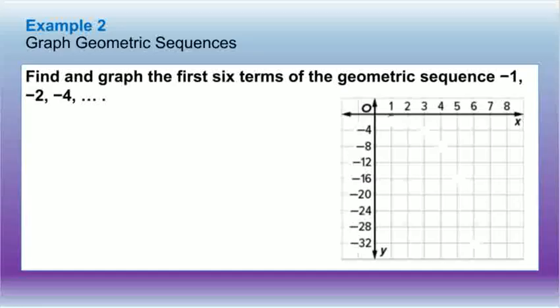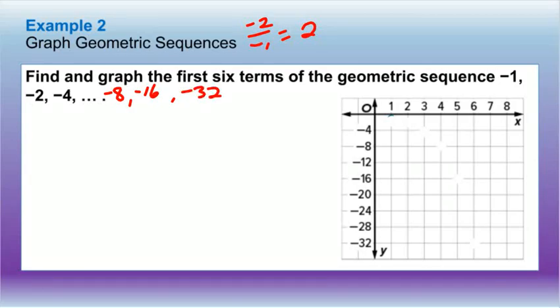Now we go to example 2, where we find and graph the first 6 terms of the geometric sequence. They give us the first 3. We need to first find the common ratio. If I take -2 divided by -1, it gives me a +2. So I'm multiplying by 2 every time. So this will give us -8, -16, and -32.